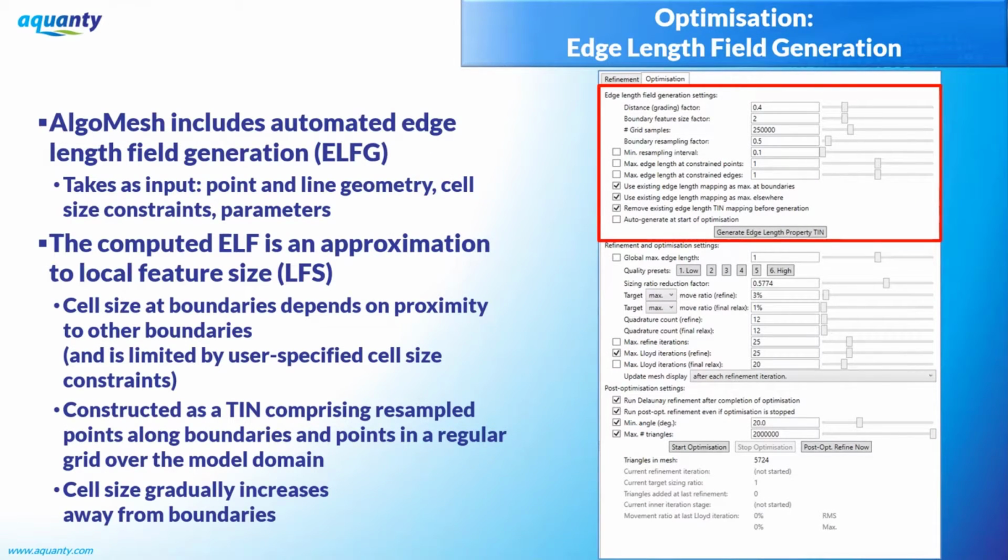So starting with the first section of this tab, you have the controls for the automatic generation of the edge length field. This edge length field will be using your input point and line geometry and constraints on cell sizes to create the ELF. The computed ELF is an approximation of local feature size. The cell size at boundaries depends on proximity to other boundaries and is limited by user-specified cell constraints. It's constructed as a tin comprising resampled points along boundaries and points in a regular grid over the model domain. And cell size gradually increases away from boundaries.